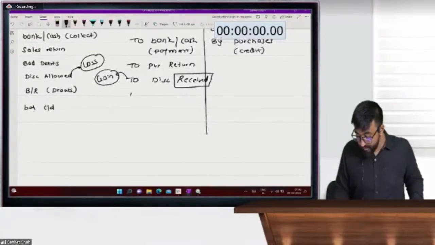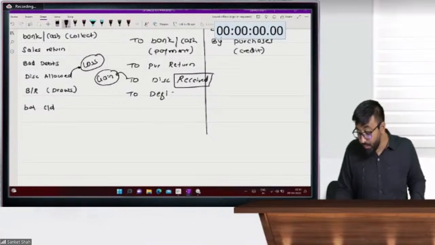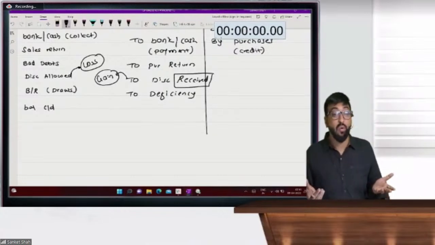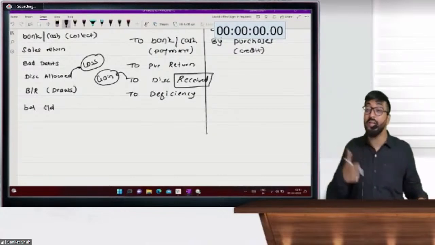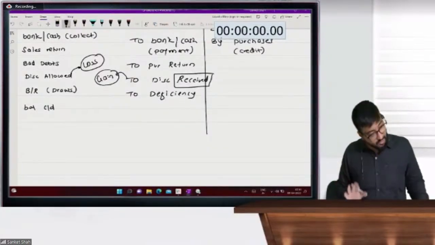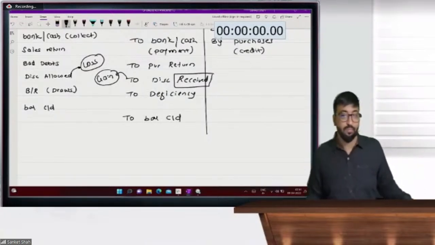See, when we are not paying any amount, it is not called bad debts. When a debtor is not paying the amount, it's called bad debts. हमारा किसी ने पैसा डुबाया तो bad debts. हमने किसी का पैसा डुबाया तो deficiency. Bad debts नहीं बोलने का. To balance carried down. Simple है.